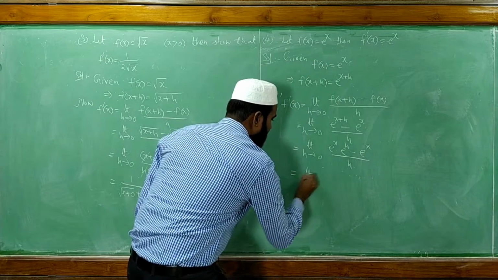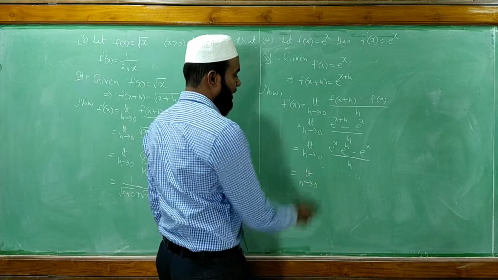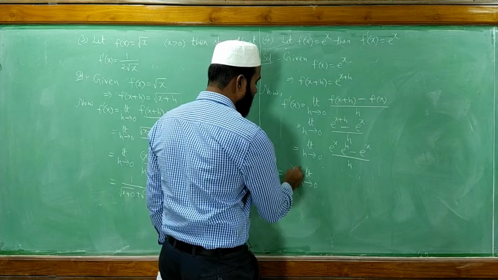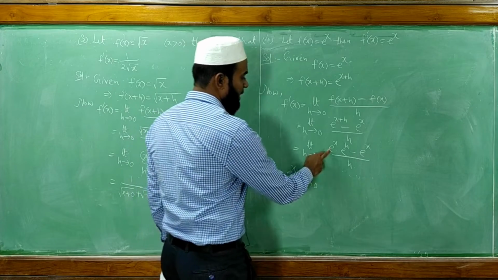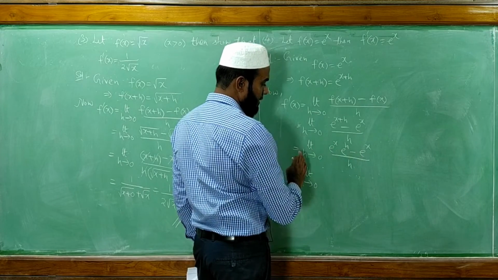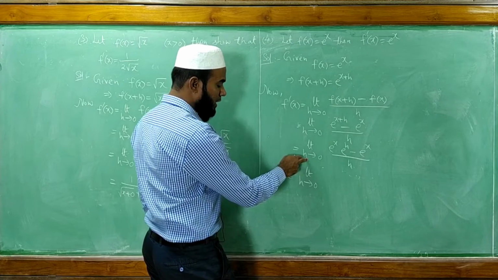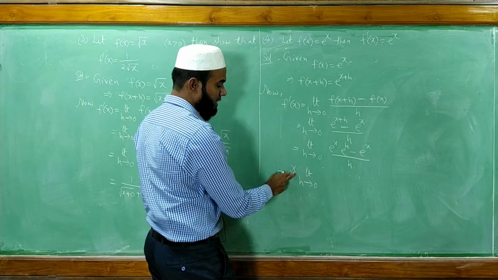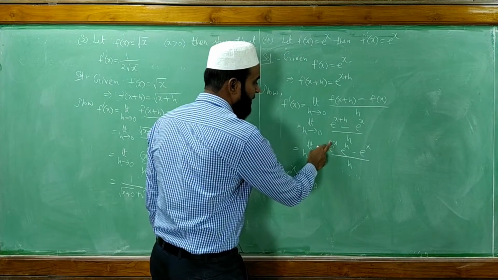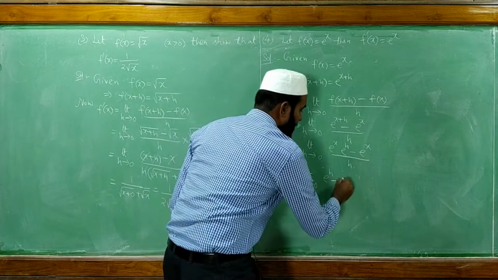Further, limit h goes to 0, e power x can be taken out, because e power x is not at all depending on the limit. I am taking e power x outside, because e power x is not depending on h, so we don't need to apply this limit on e power x. Then what will remain here? e power x is taken out, e power h will remain, minus e power x is taken out, 1 will remain, divided by h.